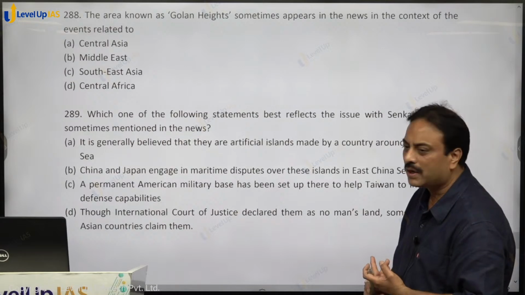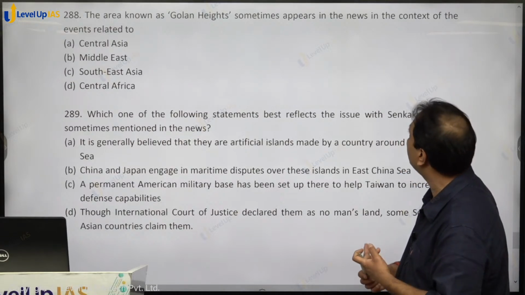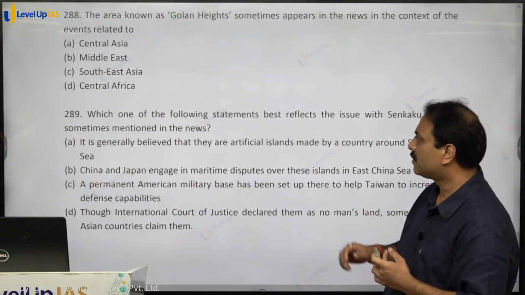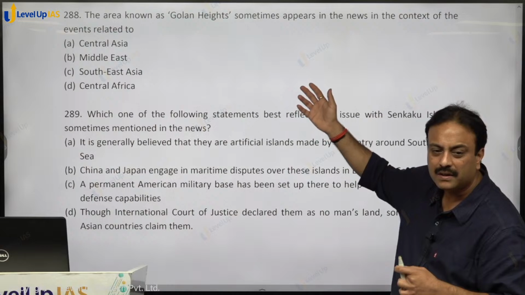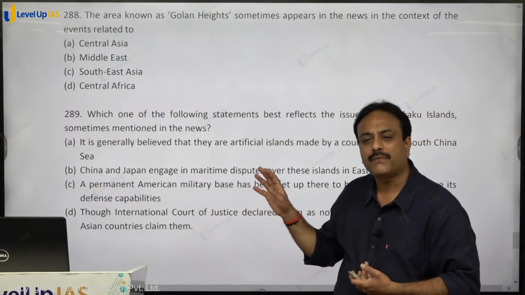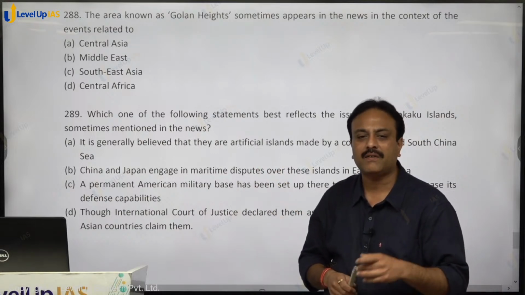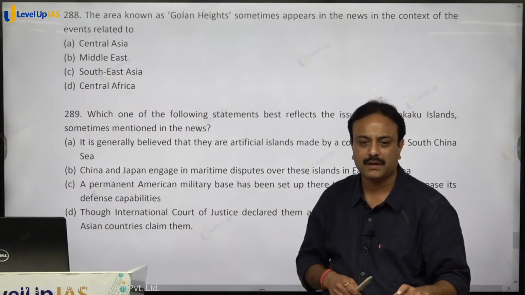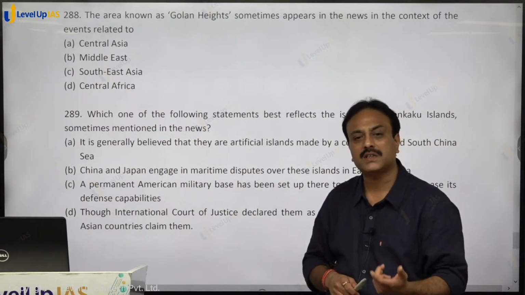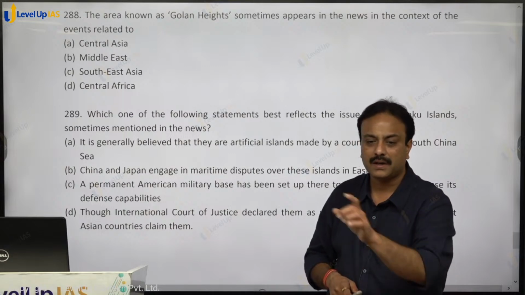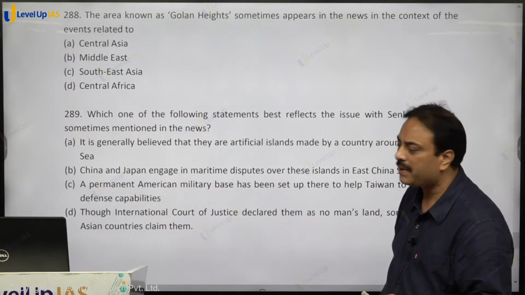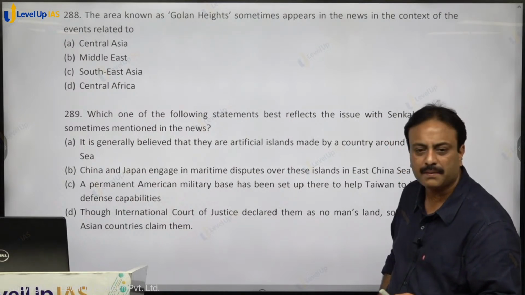The area known as Golan Heights sometimes appear in the news in the context of events related to Middle East. The question might have been asked few years back, so it is a very simple question. But now, if the question is framed by UPSC in Golan Heights, then it will ask you about the specifics of Golan Heights, where it is located. It is located in southwestern part of Syria, having borders with Jordan, Israel, Lebanon. That is the region of Golan Heights. So here the answer is Middle East, that is B for Bombay, will be the correct answer. Getting my point?